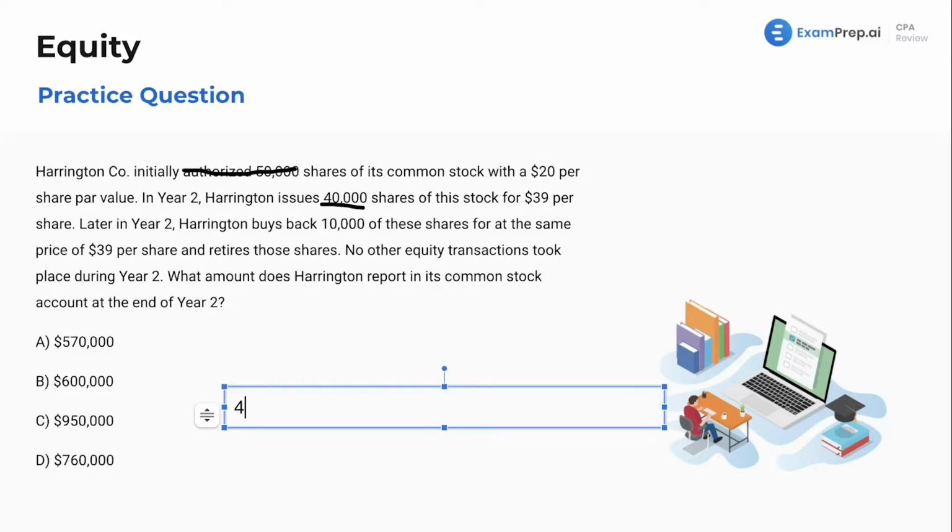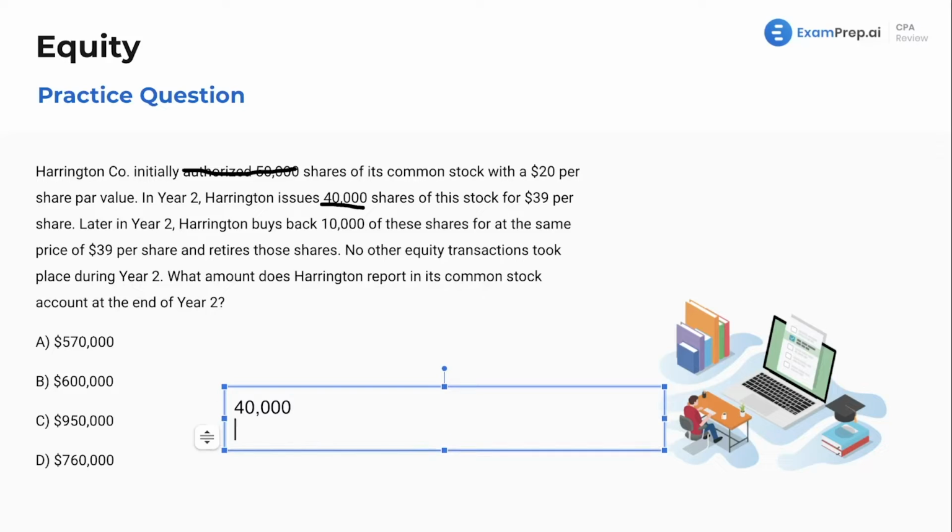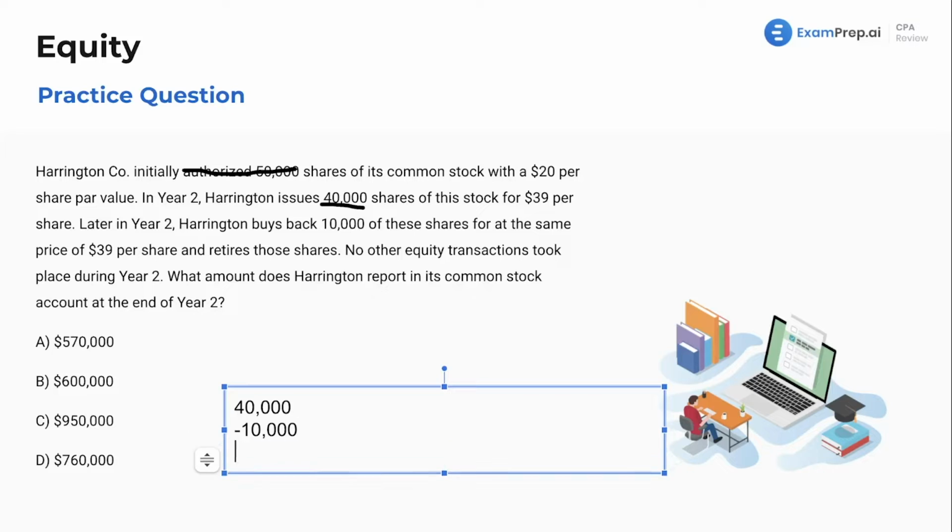Let's start with 40,000. What's the next step in our story? Well, we have 10,000 of these shares being bought back. And where did that go? Give me a second to think about that. It went to Treasury. So at the end of the year, we have 30,000 outstanding, meaning 30,000 shares in the capital account, in the common stock account.